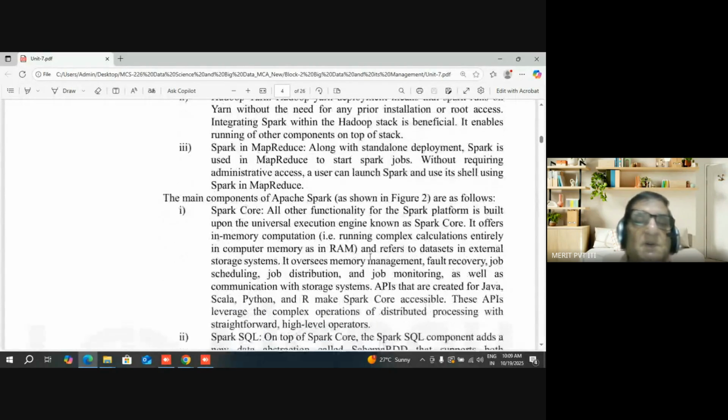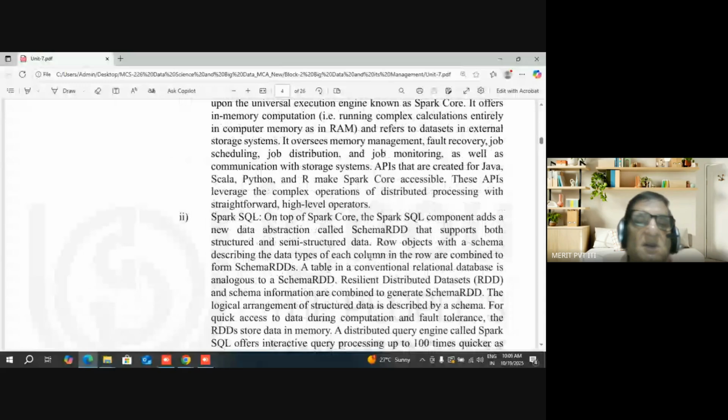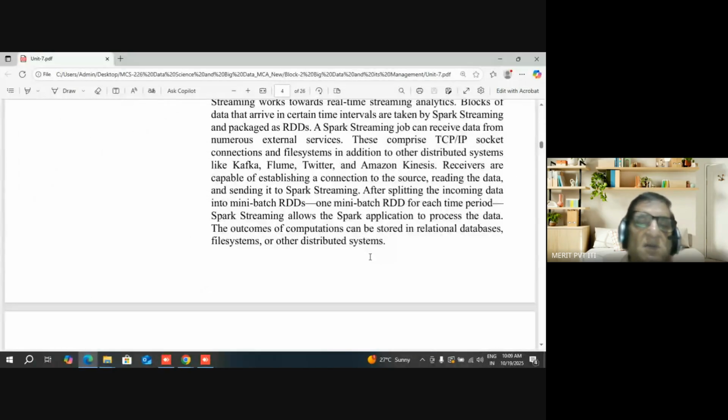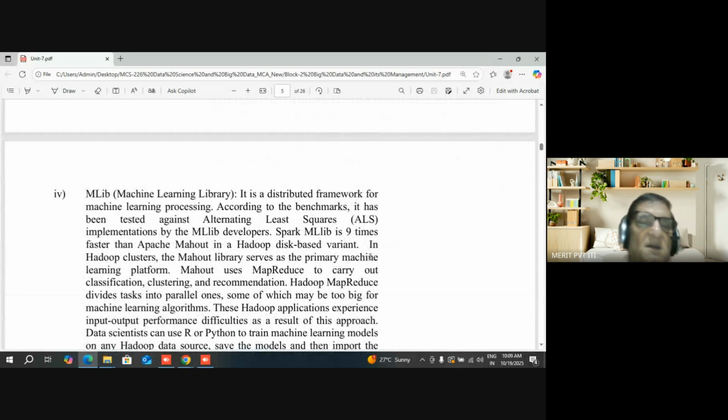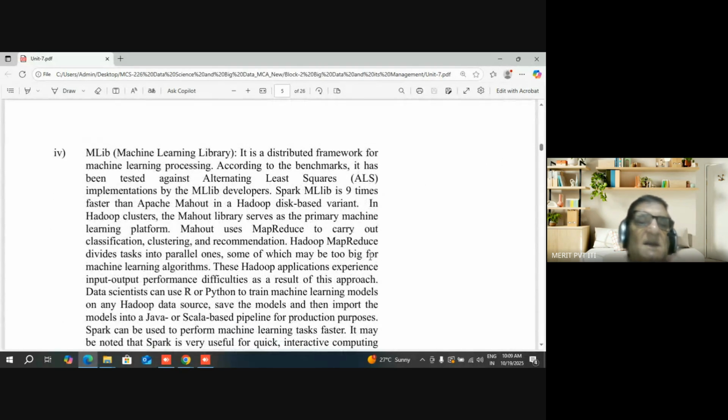Hadoop YARN, Spark and MapReduce. You can just go through this. You can see that this is a machine learning library. It's a distributed framework for machine learning processing. So that's MLlib developed. Spark MLlib is 9 times faster than Apache Mahout. So these are the faster things which are happening.